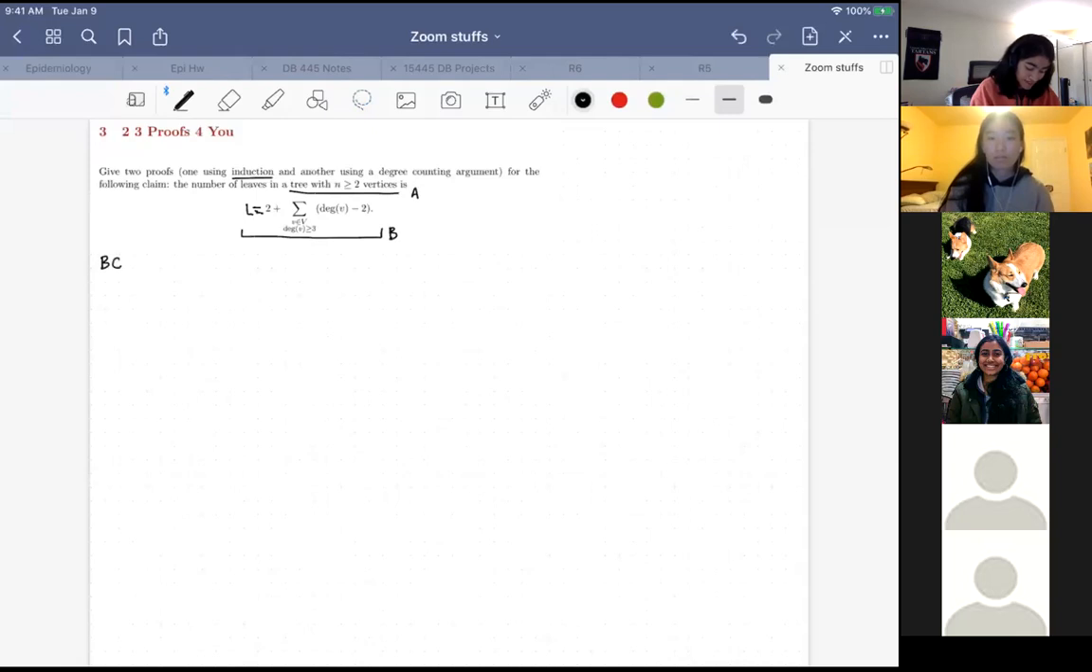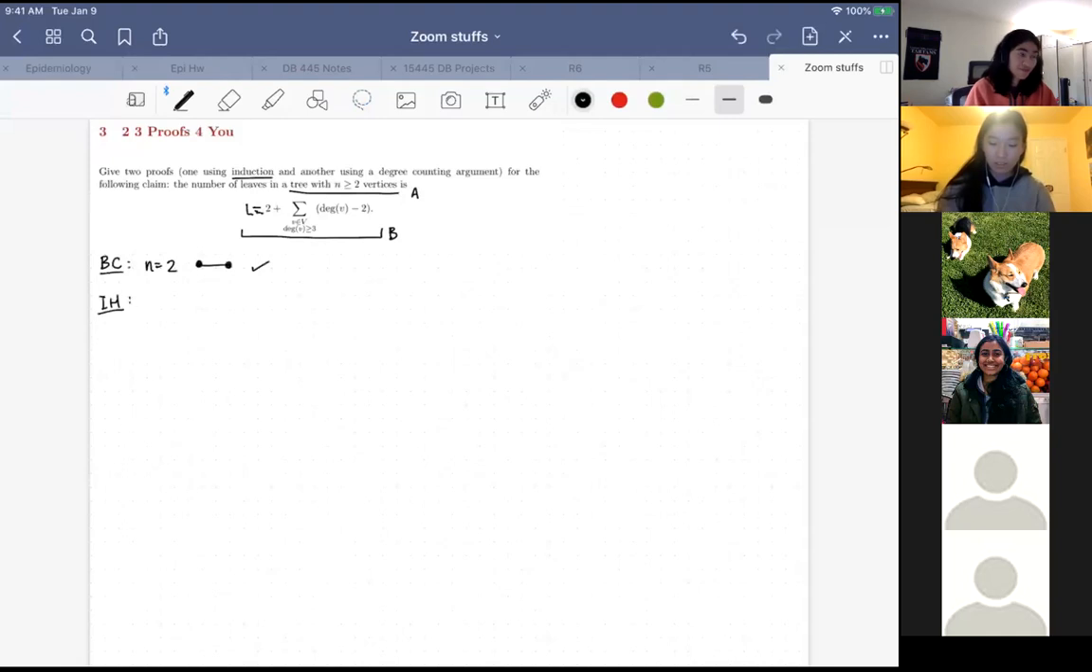So our base case is going to be starting off with n equals 2 because property A says n greater than or equal to 2 vertices. Once again, there's only one tree with 2 vertices in it. And now we just check. What is the number of leaves? In this graph, the number of leaves is 2. And if we do the summation, 2 plus the sum over all the vertices who have degree 3 or more, well, there are no vertices in this graph with degree 3 or greater. So 2 plus 0 is 2. So we have 2 leaves and the summation is equal to 2. So the base case checks out.